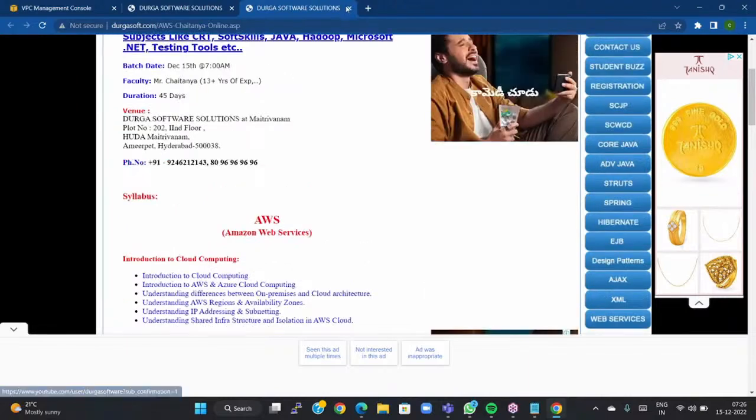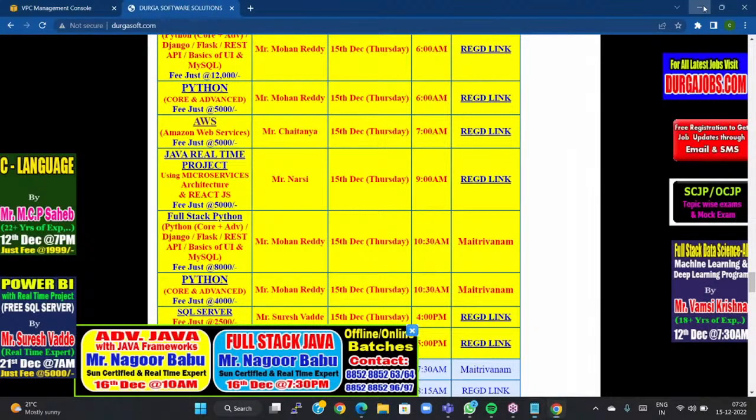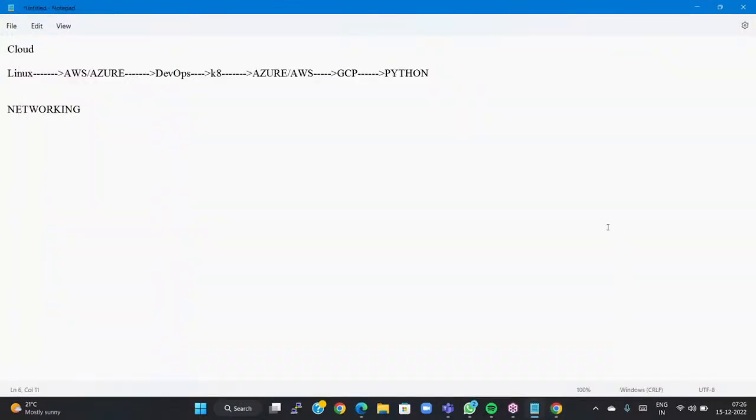Hope you understand the syllabus also. Are there any queries that you want to ask me regarding the syllabus and regarding your AWS concepts?